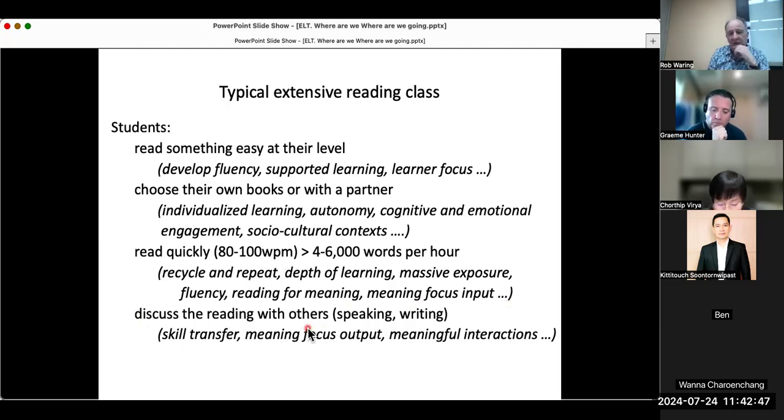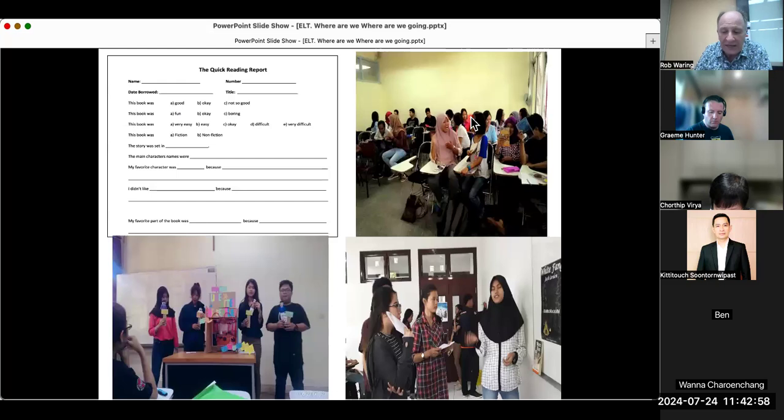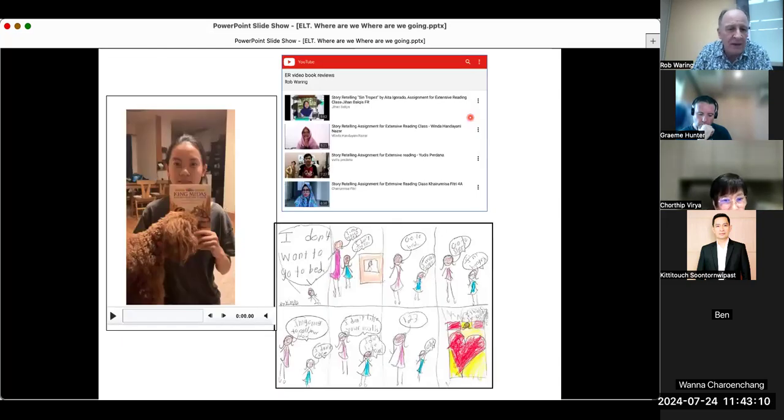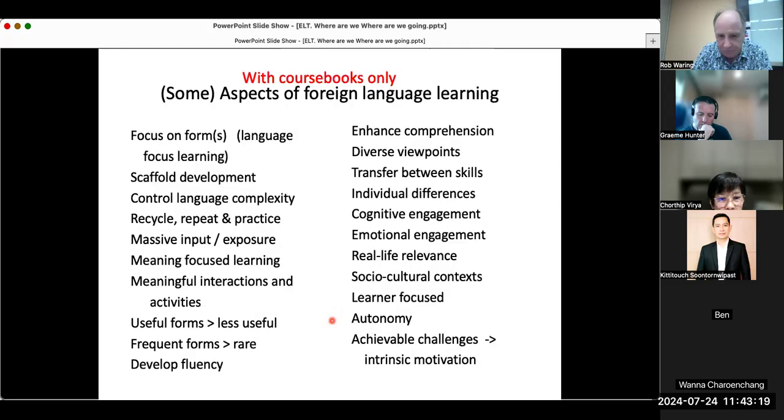And if they discuss their reading with others through speaking and writing, we're getting skill transfer, meaning-focused output, meaningful interactions. So adding the extensive reading program will cure quite a lot of the problems we have in ELT. After reading, the students might write a report, have some discussions, or make a presentation, for example. You may record a video of your book report and put it on YouTube. You could ask students to do all kinds of activities and so on.